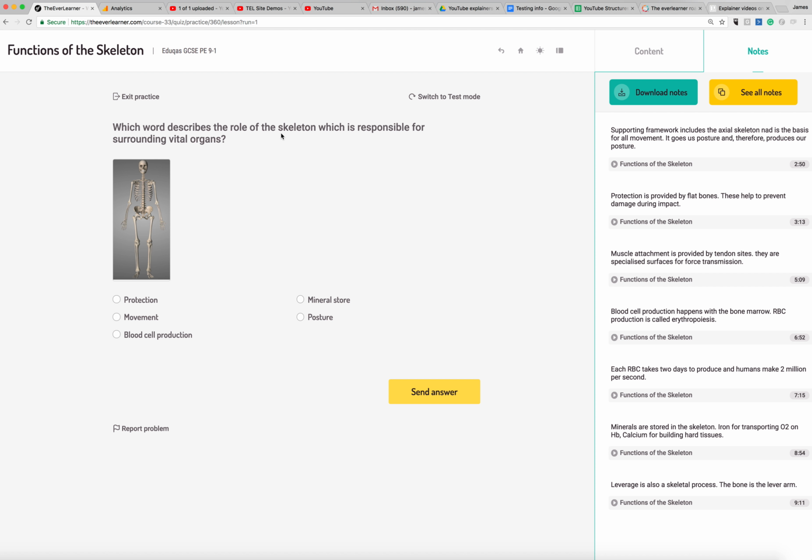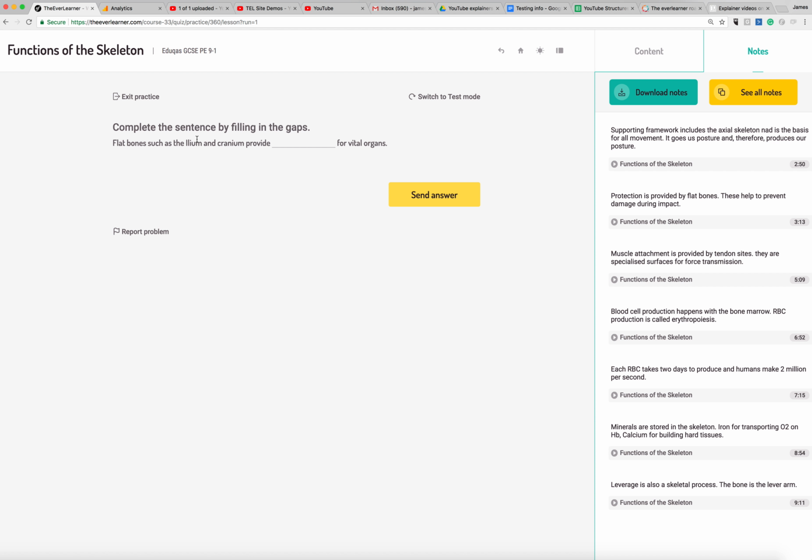Next question, which word describes the role of the skeleton which is responsible for surrounding vital organs? Well, vital organs and surrounding them is about protection. So I get the skeleton protects the vital organs. And we keep going. Complete the sentence by filling in the gaps. Flat bones such as the ilium and cranium provide something for vital organs. Now, we know it's protection because I just had a similar question. Protection. Look at my note over here. Protection is provided by flat bones. Okay, maybe my note could have been better if I'd given examples. But now I can put my response in and I get my mark.